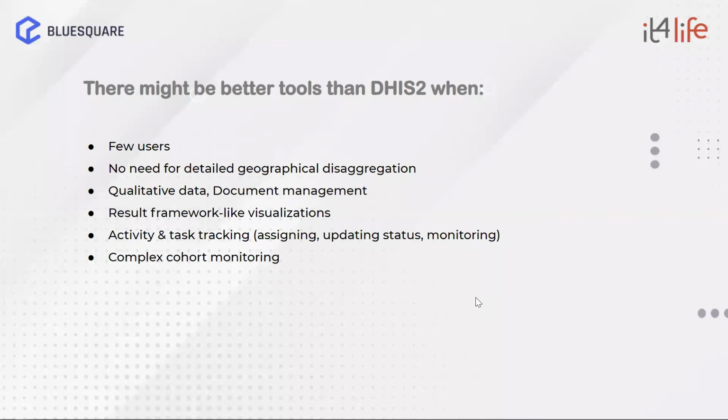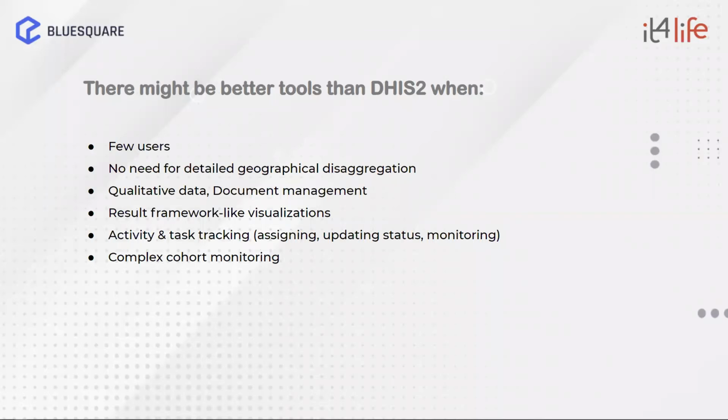DHIS2, on the other hand, might not be a good solution for you if you don't have a lot of users, if you don't need a detailed geographical disaggregation, meaning that you collect information only on a few spots. If you deal with qualitative information. If you manage document, if you share document into your system, it's not a result framework like visualization. You don't create activities. You don't assign them to people.